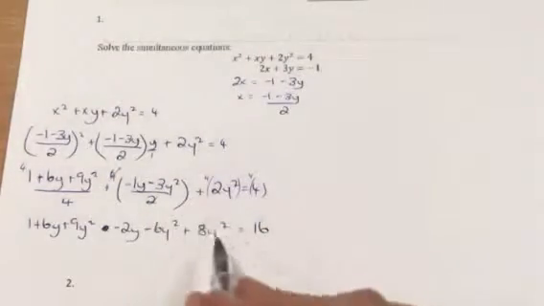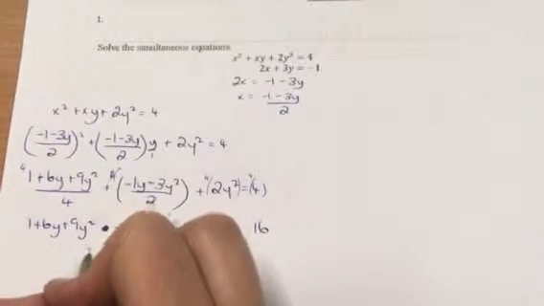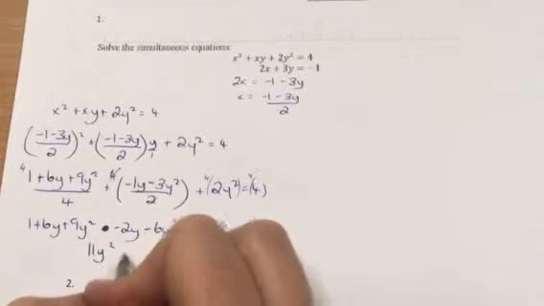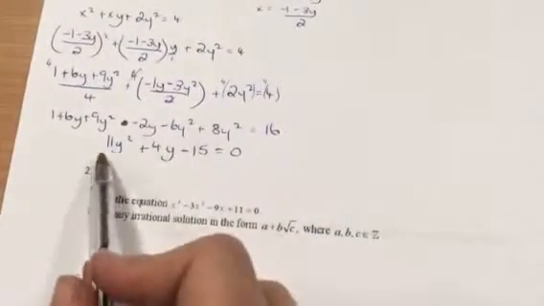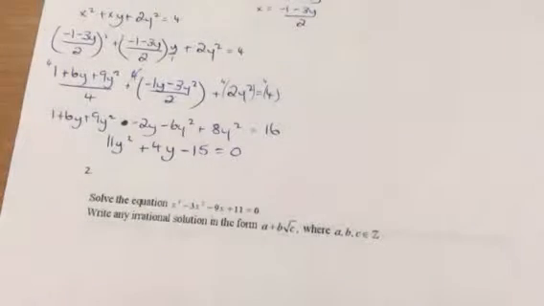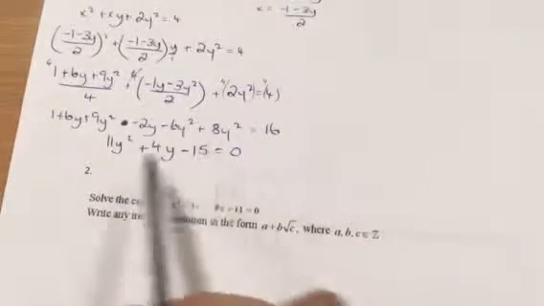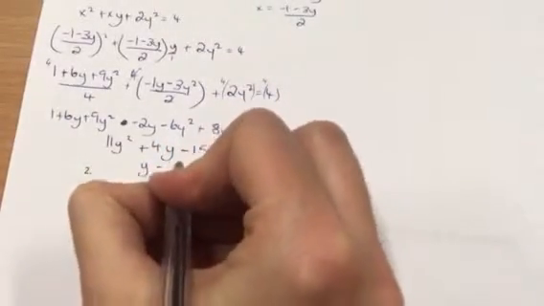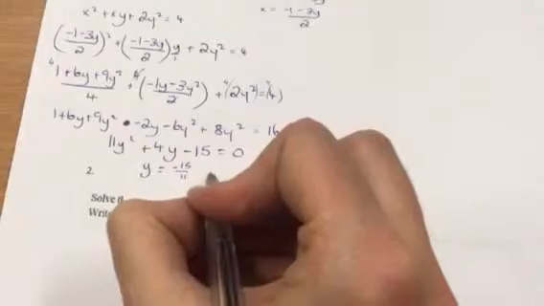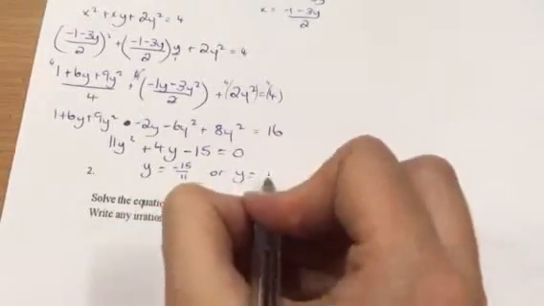You need to clean this up. And when you clean it up, you'll end up with 11y squared plus 4y minus 15 equals 0. Factors of 11 times 15, factors of 165, that's going to give me 4. Well, it's 11 times 15. Or you can use your minus b formula. Either way, you'd solve that and you'd end up at y is equal to minus 15 over 11, or y is equal to 1.